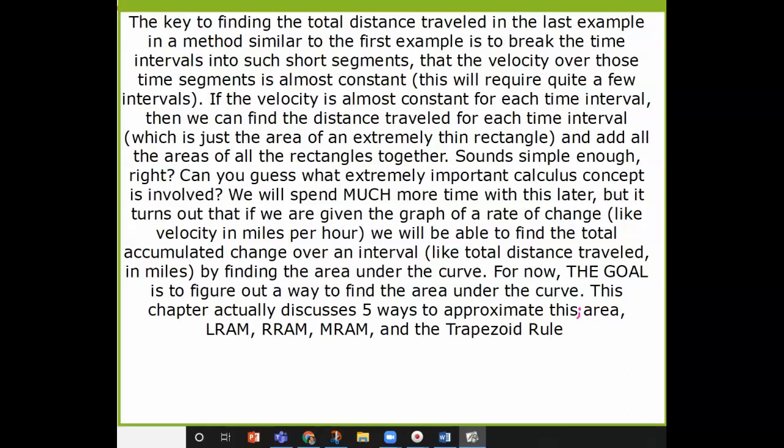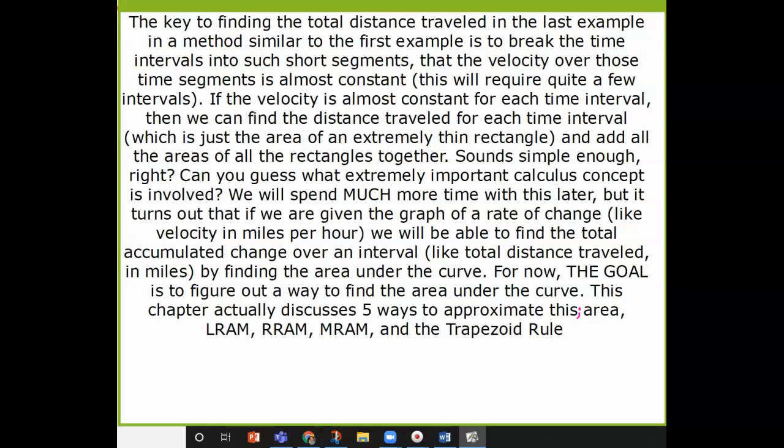And I know that sounds simple enough, right? So this important calculus concept is called integration. We're going to be spending the next few weeks on this. And it turns out that the given graph of a rate of change, like velocity in miles per hour, will allow us to find the total distance over an interval. And that total distance represents the distance traveled, and we do this by finding the area under the curve.